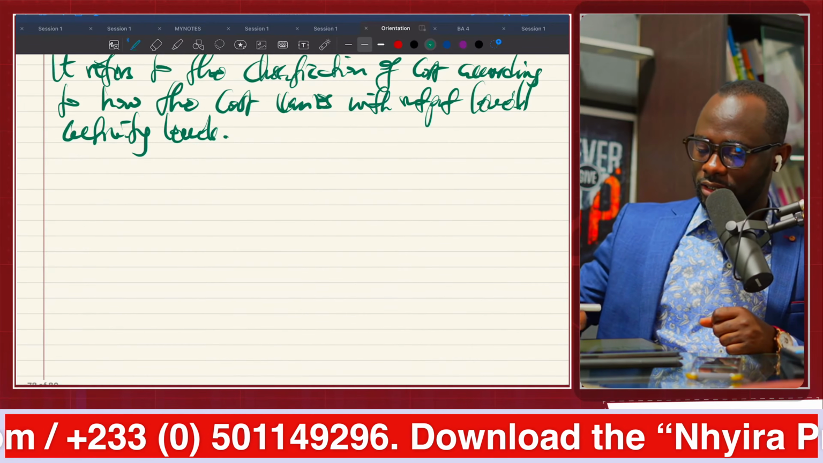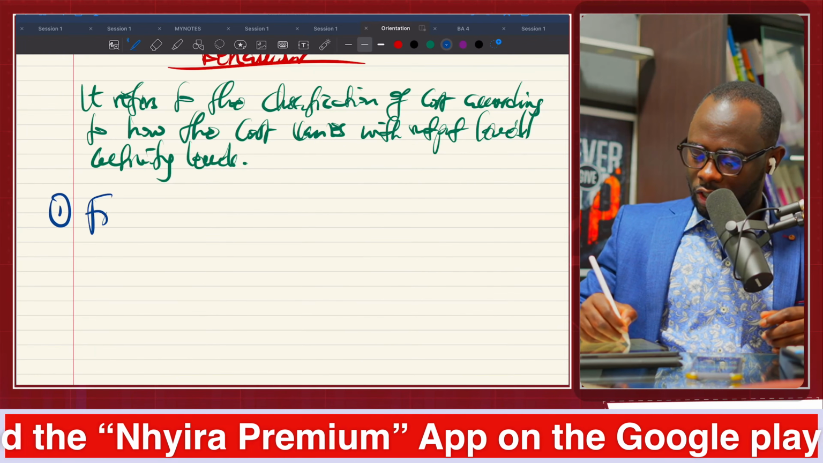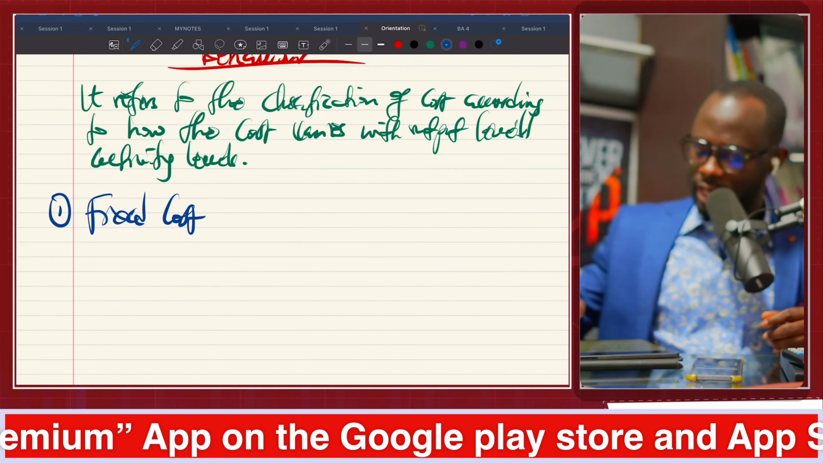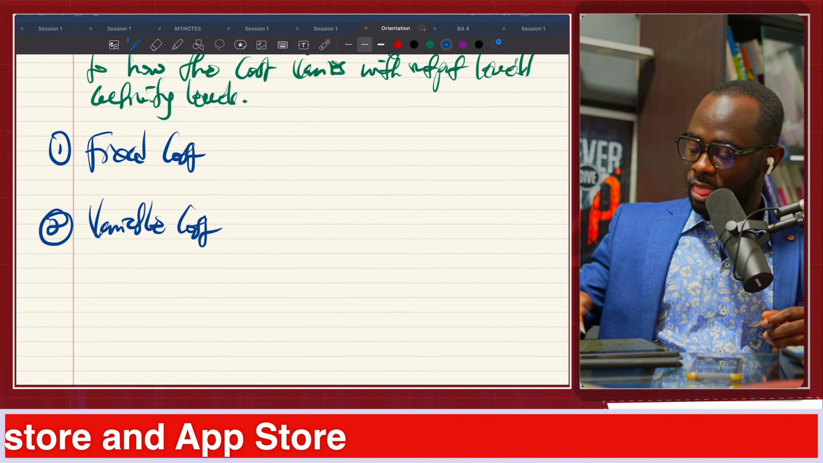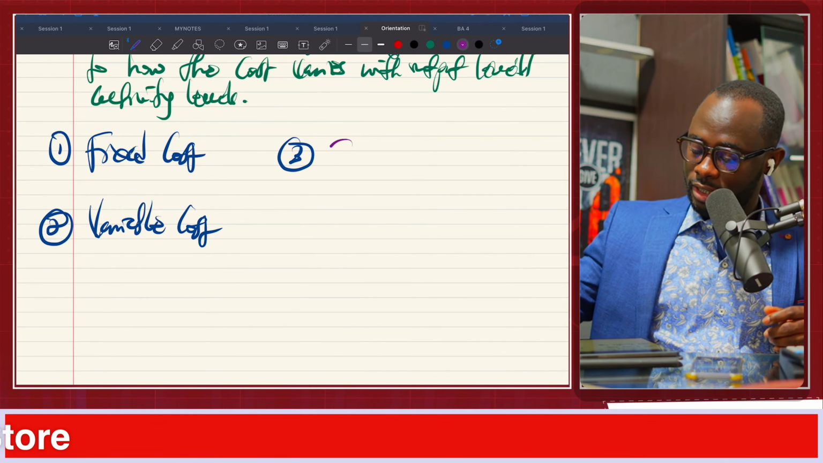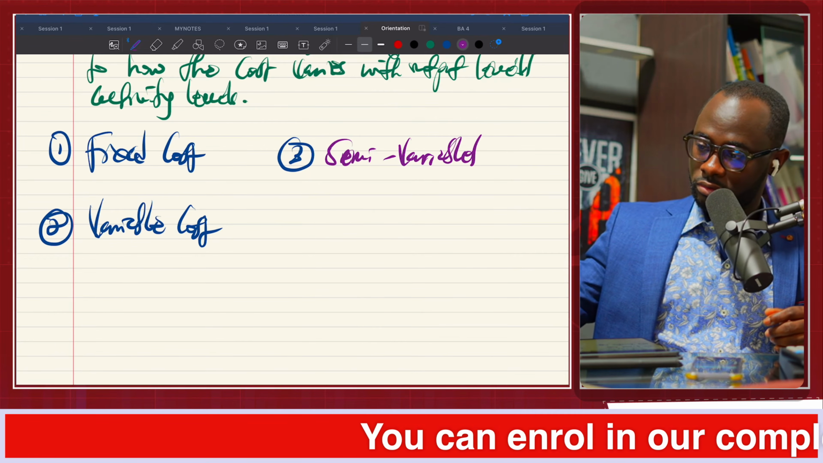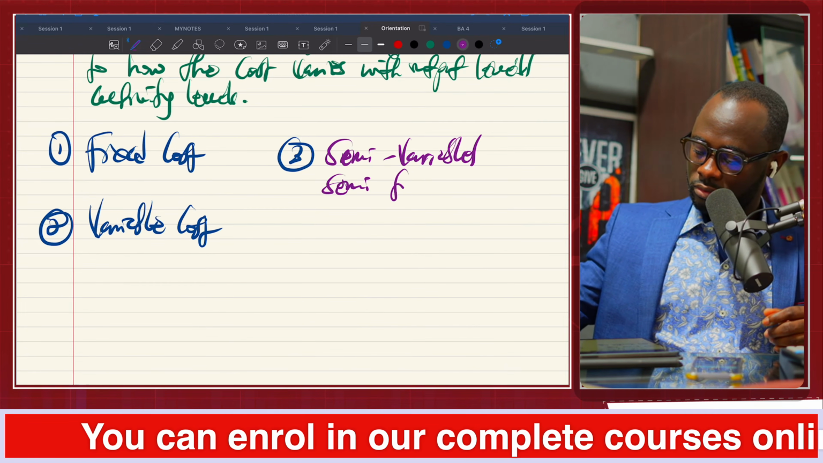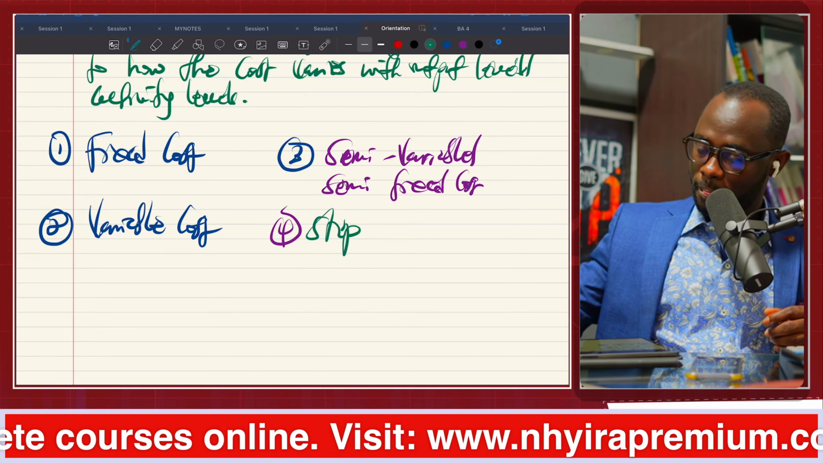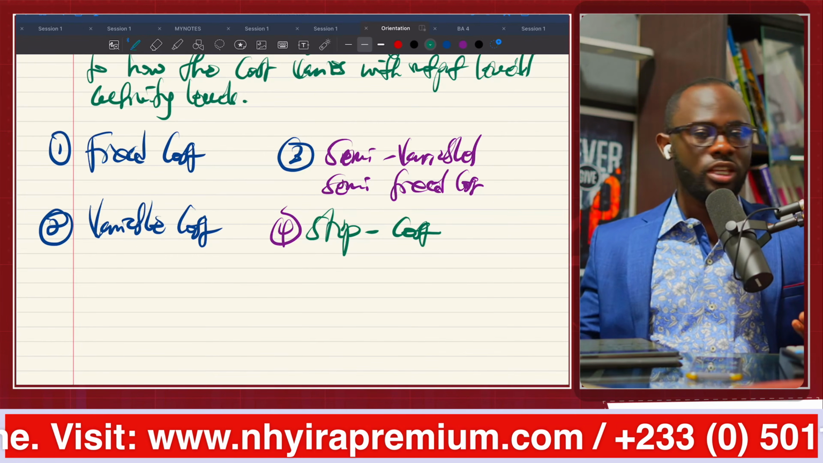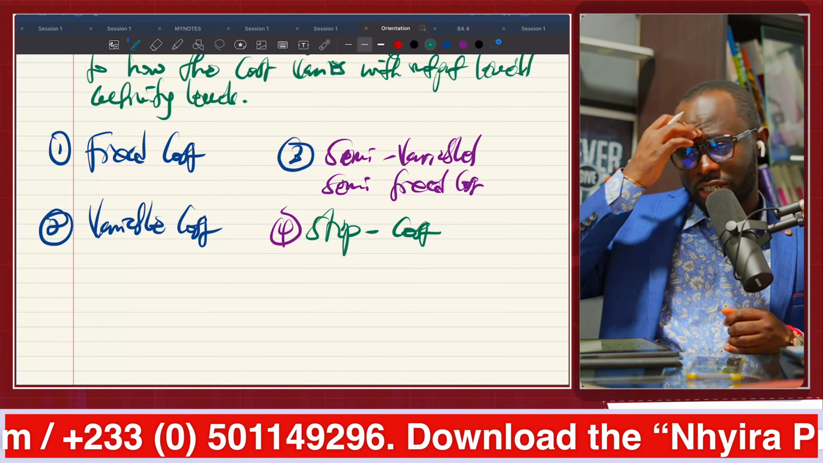And so from this angle, we can then classify cost into 4 categories. We have fixed cost. Their names will help us a lot. We have variable cost. We have the semi-variable or semi-fixed cost. And then the fourth one will be the step cost. So these are the 4 broad classifications of cost that we can talk about. Now let's share some thoughts on them quickly.